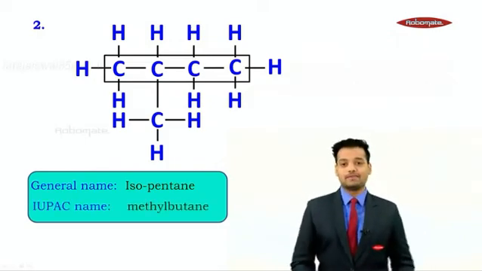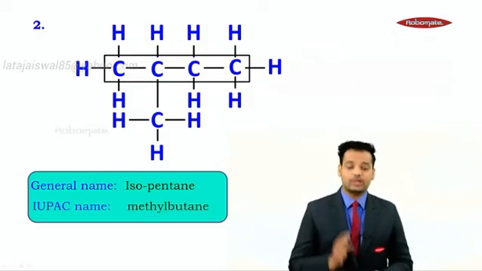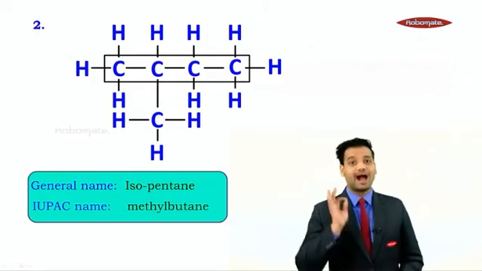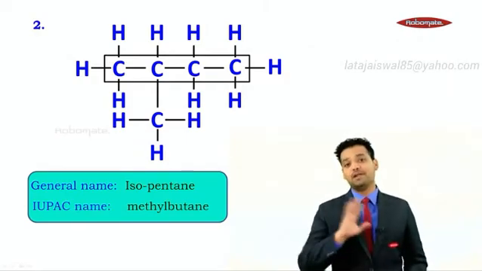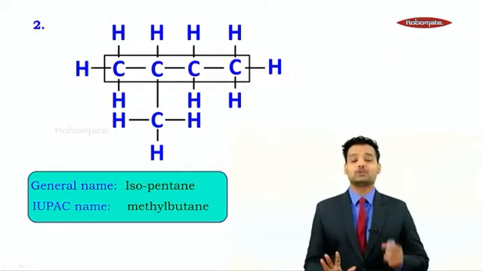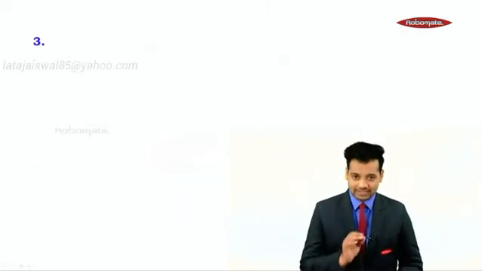So the IUPAC name given is methyl butane, and therefore you have to remember that alkyl groups and halogens will be prefixes and all the functional groups containing O will be suffixes.